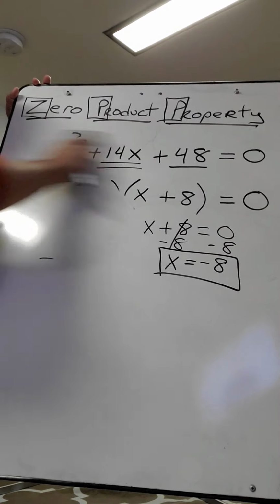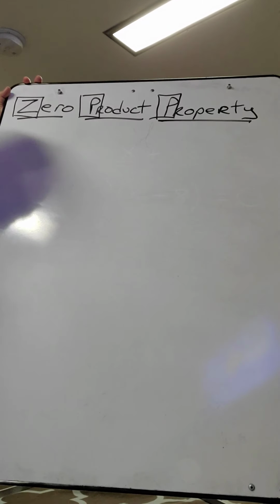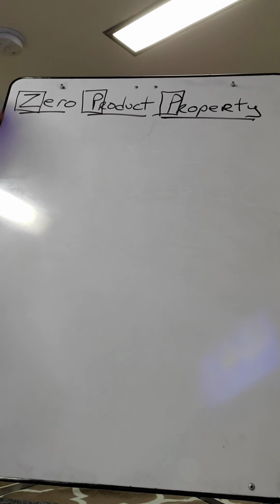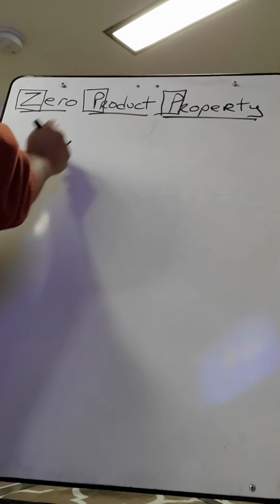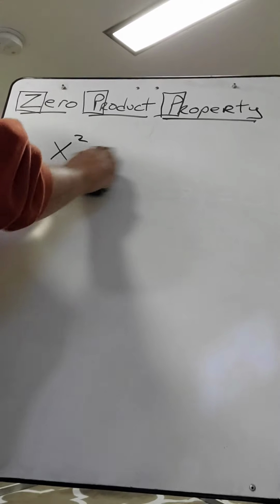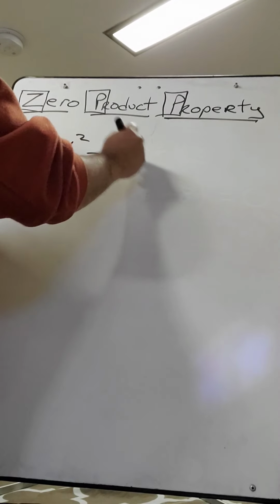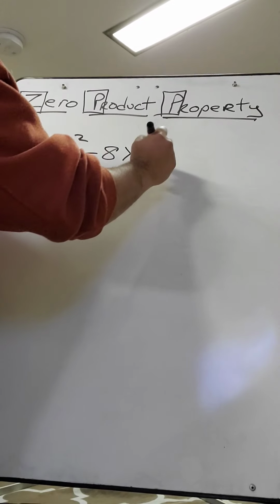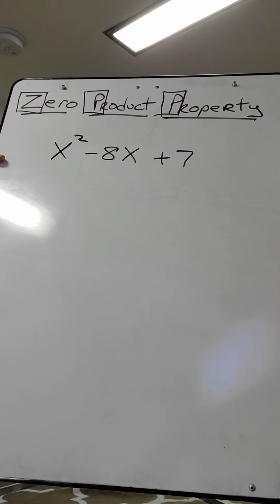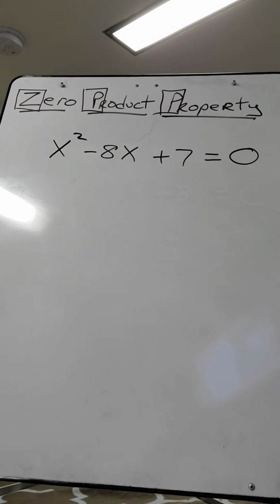All right. So what if we have a different trinomial where one of them is negative and one of them is positive? Well, let's try x squared, typo, x squared minus 8x plus 7. Now, in order to solve for x, again, I'm doing the zero product property, which equals 0.